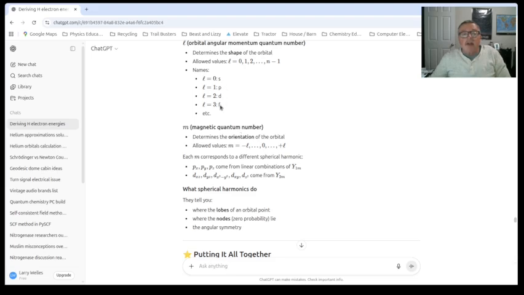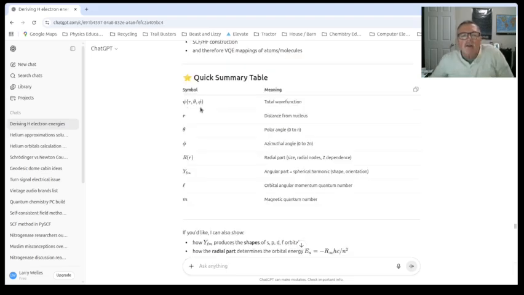S, P, D, F. Those are the orbitals, and the magnetic number determines where the lobes of an orbital point and where the nodes, the zero probability, lie. The angular symmetry. So if we know this information, we can draw a picture of those electron orbitals, which aren't just things that circle the nucleus, but they're shaped into these funny shapes, which you probably have seen in chemistry books. Here's a summary of these items.